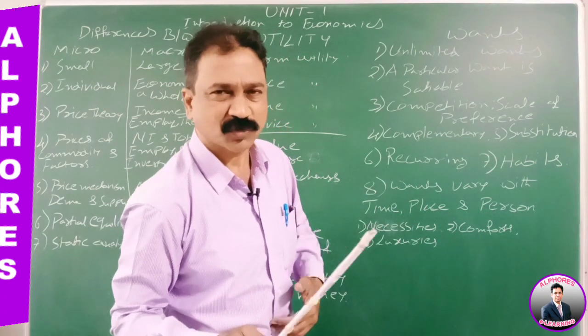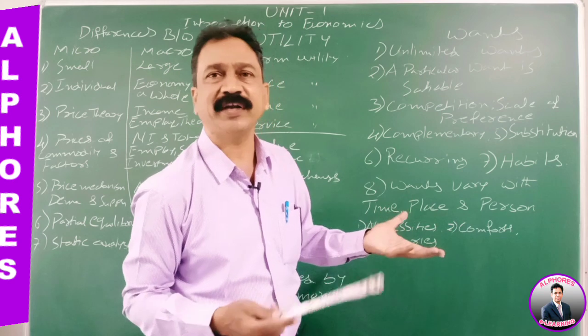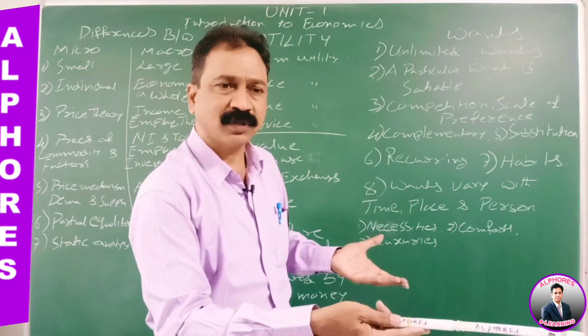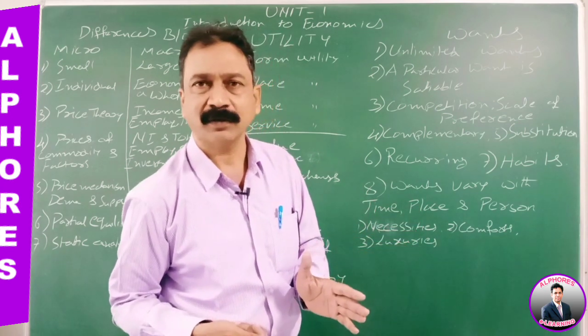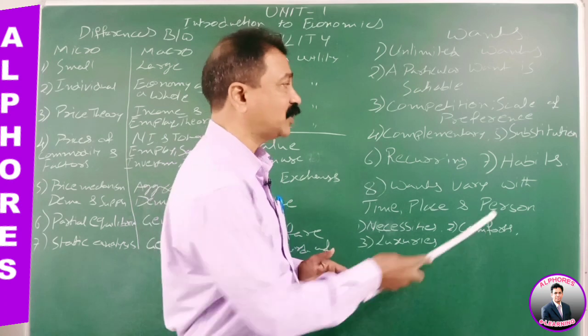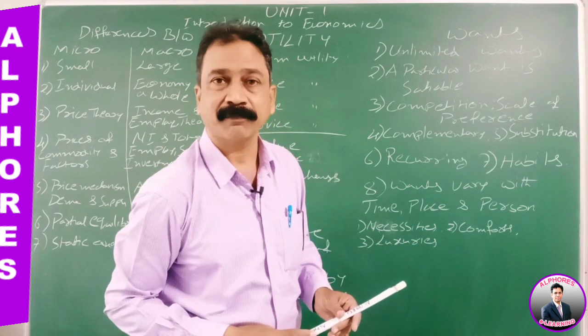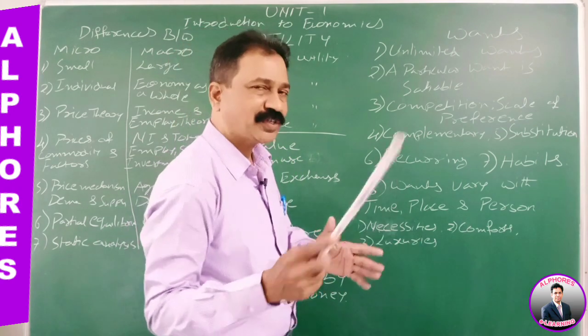You are starving, hungry. You don't have the chapati, then you will eat rice. If you don't have the rice and chapati, you will go for the fruits or something else. If you don't find the pizza, then you go for the burger. Somehow you are satisfying your want. For that you are using different commodities. Those are all substituting your want satisfaction.